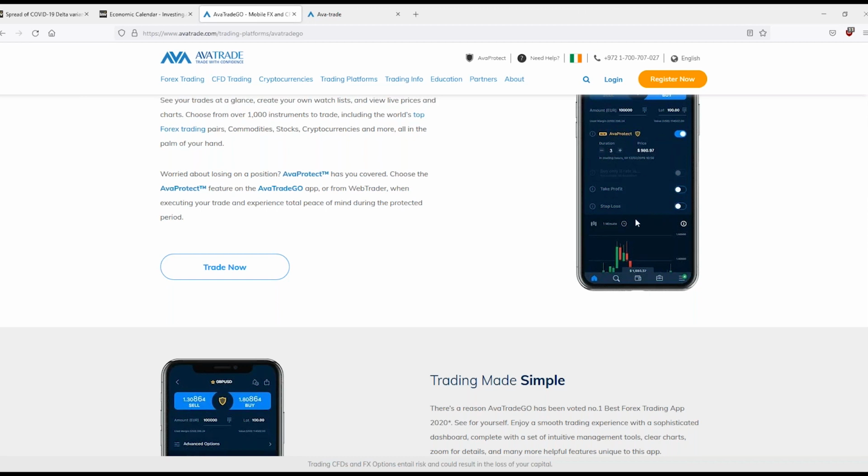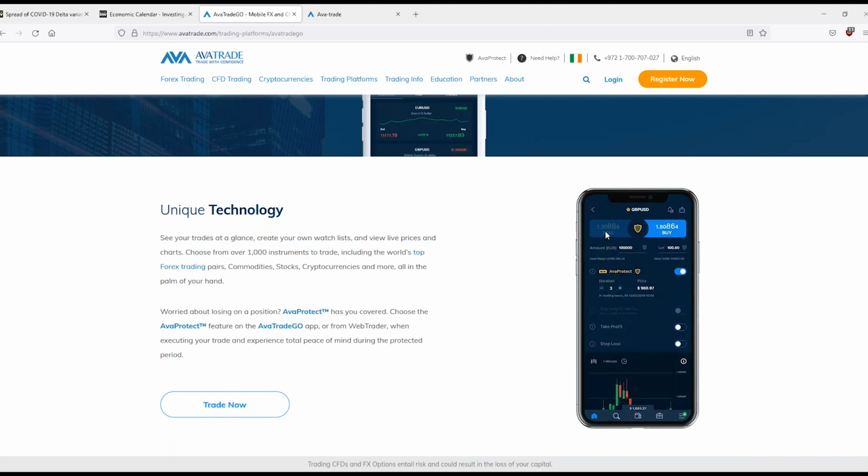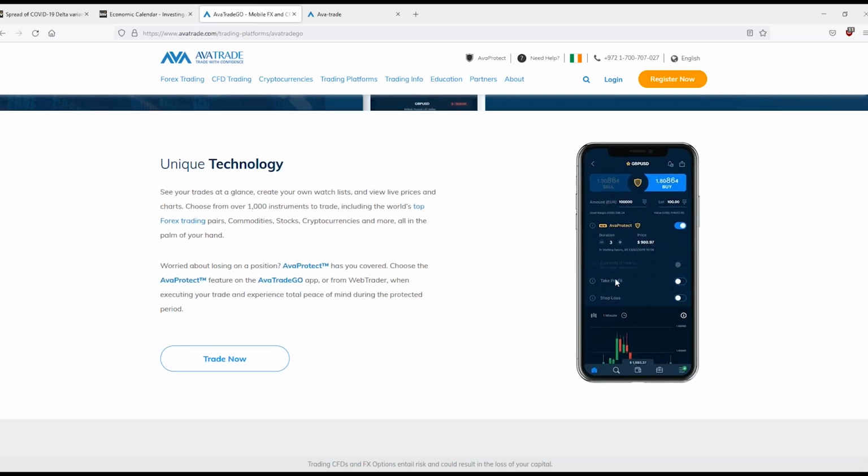So the order window, before you buy or sell, acts as a trading calculator, telling you how much margin is required for the trade size, how much you're risking to your stop loss, how much you stand to make to your take profit, etc. And you also can manage risk uniquely with AvaProtect on gold, silver, and FX pairings. So very useful tool on our AvaTrade Go mobile app.